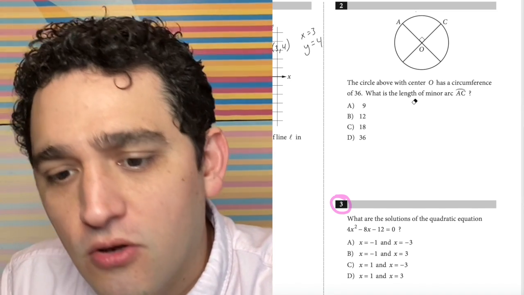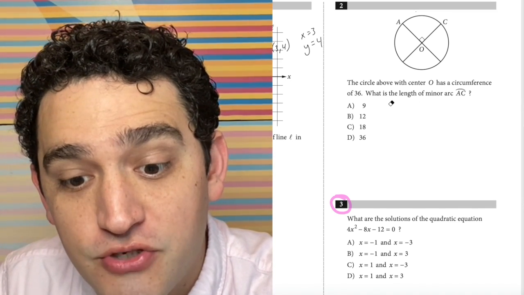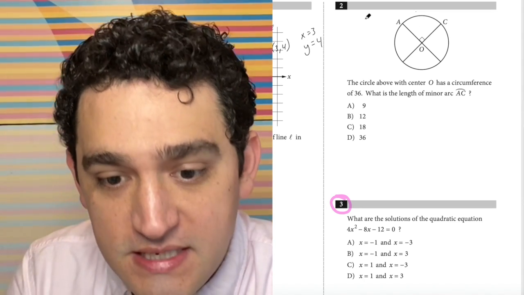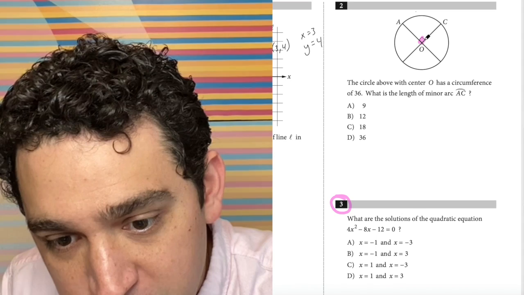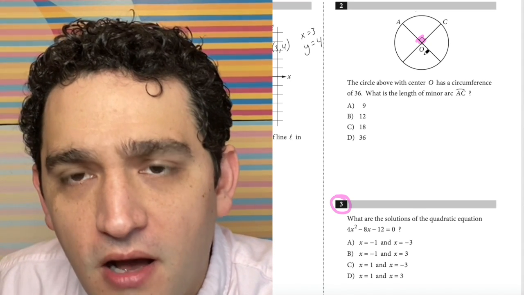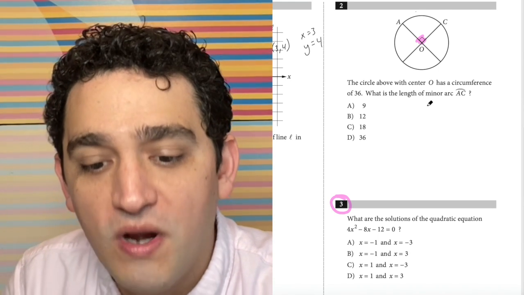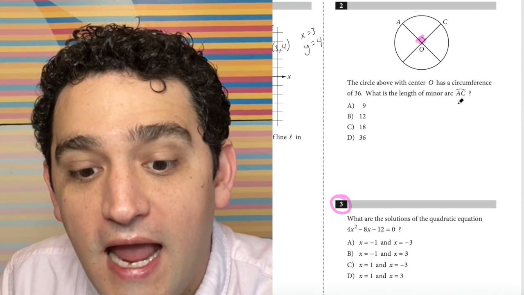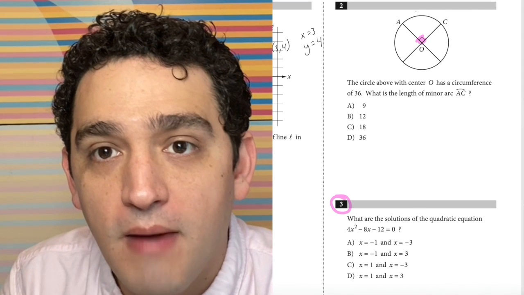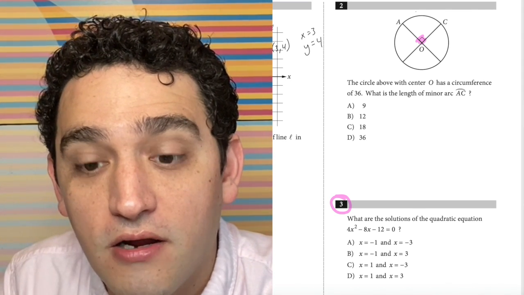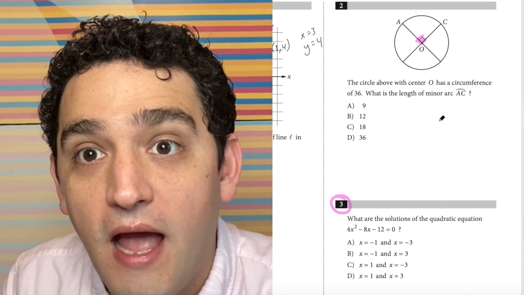Looks like we have a circle with 2 diameters drawn, and it looks like they are perpendicular. And we know that because we see this marking here, which means a right angle. The circle above has a circumference of 36. What is the length of minor arc AC? I'd like to remind you guys of the formula to find length of arc. And it's going to be a proportion.